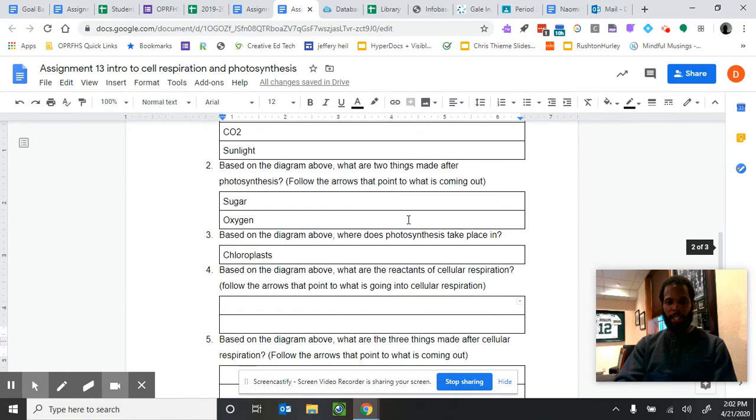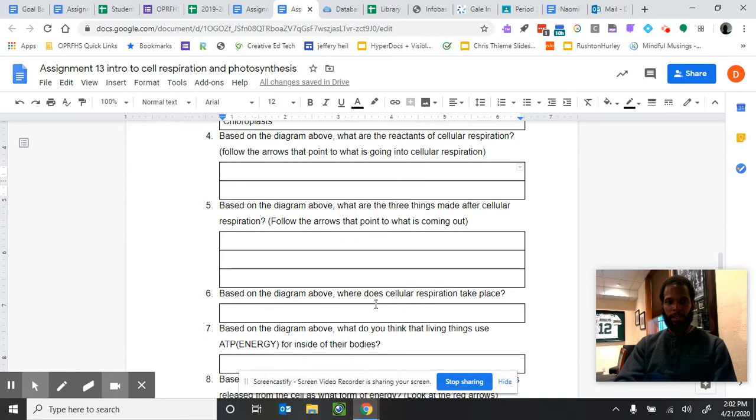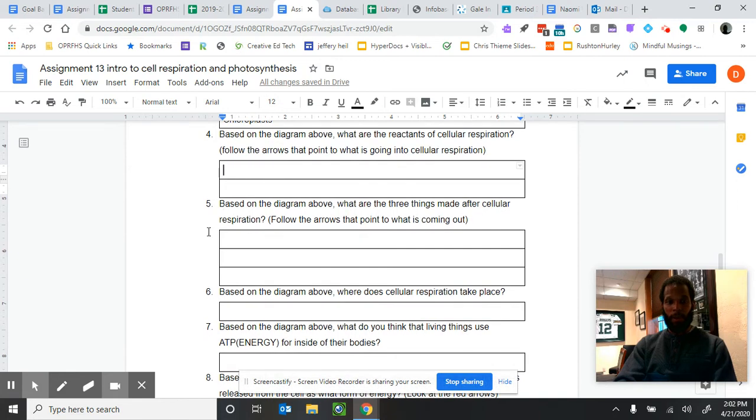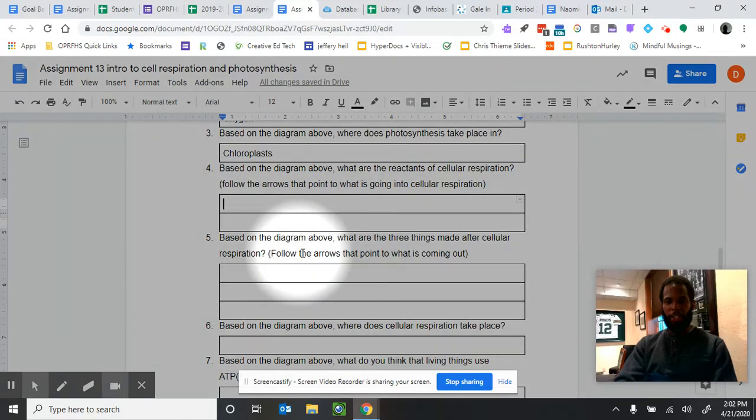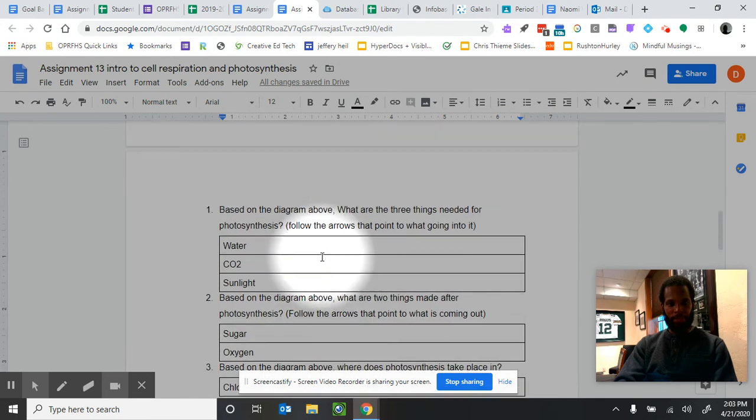Now, let's go to question 5. Based on the diagram above, what are the 3 things made after cellular respiration? Follow the arrows that point to what is coming out. So, cellular respiration, follow the arrows that are coming out. What 3 answers are we looking for?